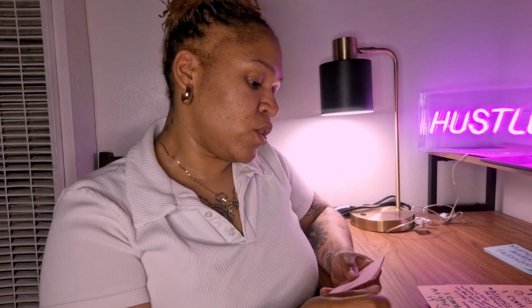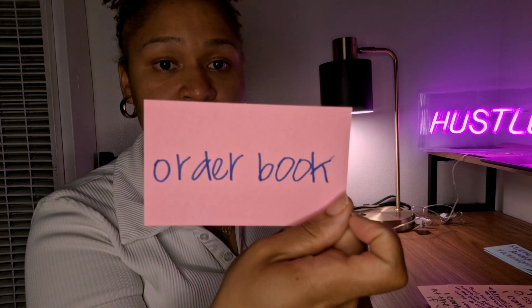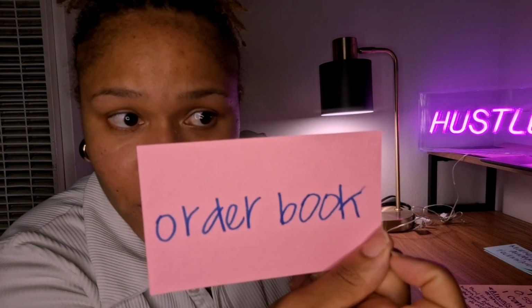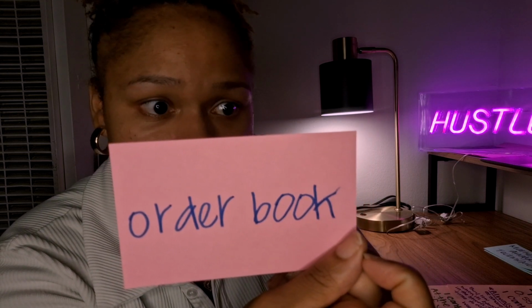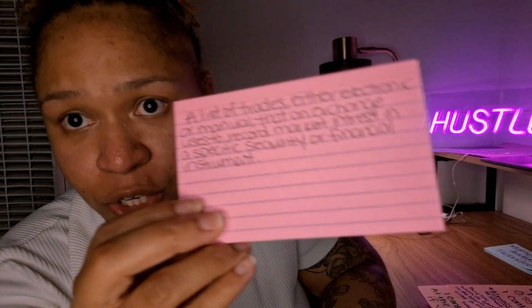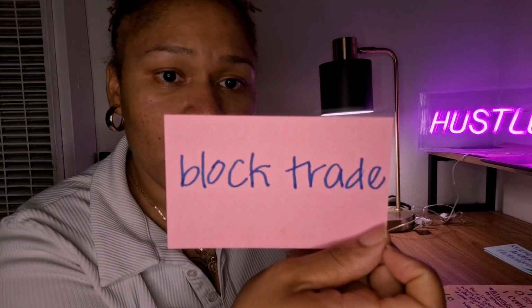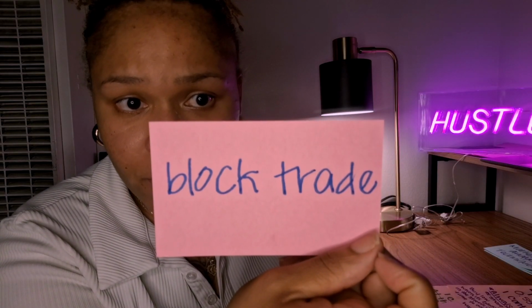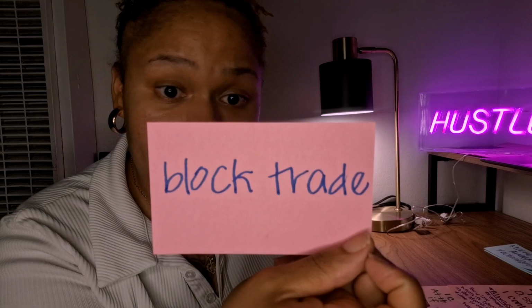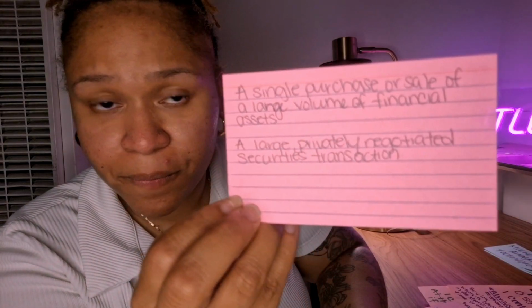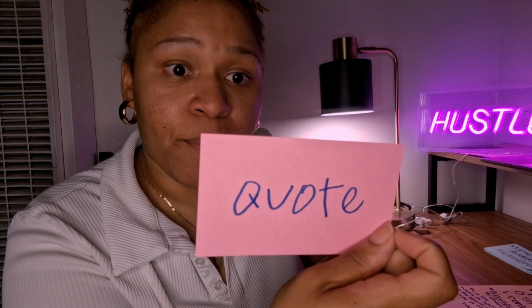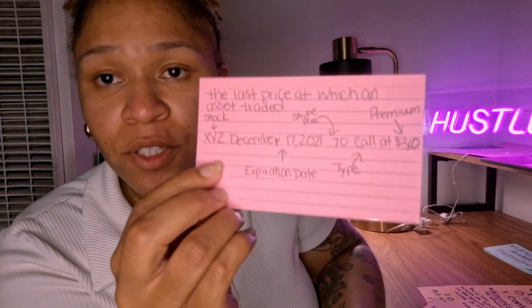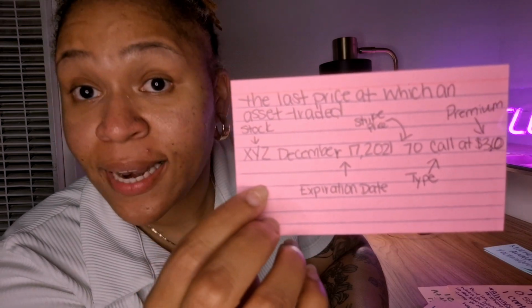Trading, execution, orders. So there's an order book, which is a list of trades, either electronic or manual, that an exchange uses to record market interest in a specific security or a financial instrument. Block trade. A single purchase or sale of a large volume of financial assets. It's a large privately negotiated securities transaction. Quote, this is the last price at which the asset was traded. So this is my example of what you will see when you're looking at a quote.